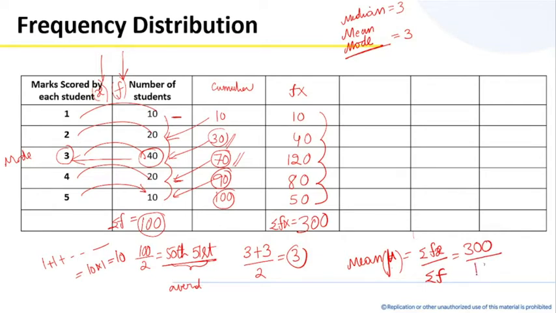300 by number of observations, which is going to be 100, because we have already calculated the cumulative frequency as 100 here also, which is absolutely going to be the mean. So if you look at this distribution, the mean, median and mode are absolutely equal. So in fact, it is a perfectly symmetric data which I have taken.